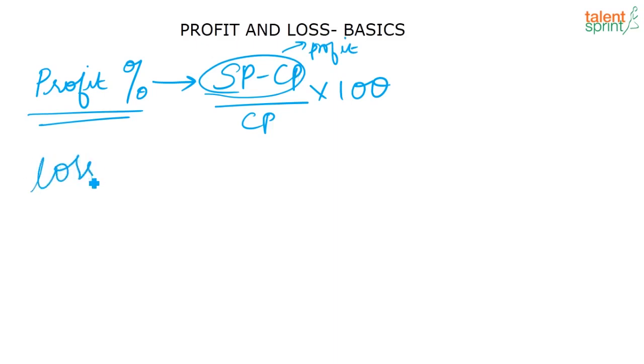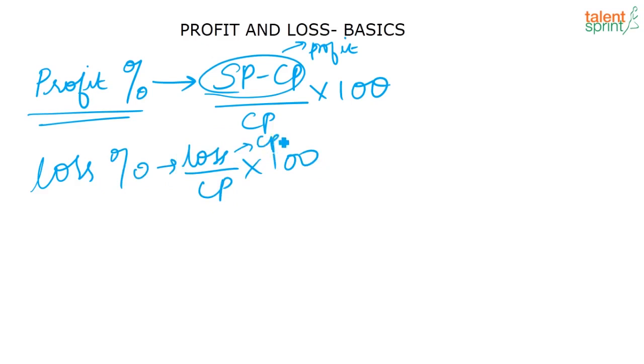Similarly, what is loss percentage? Loss percentage is again loss divided by the cost price into 100. Now what is loss? Loss is nothing but the cost price minus the selling price. When there is a loss, the cost price is greater than the selling price. So this is profit percentage, loss percentage.